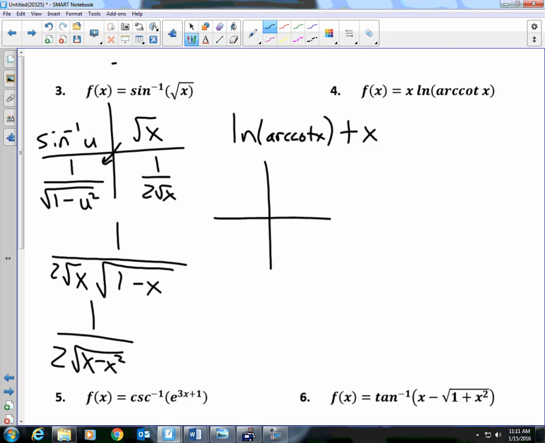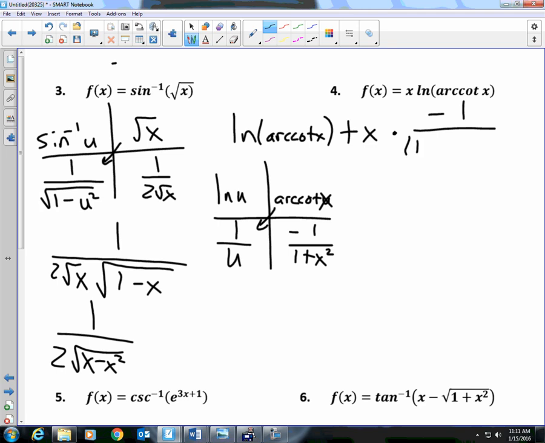Good. What's the derivative of natural log of u? Derivative of arc cotangent. So you multiply those together, you get a negative 1 in the numerator, and then in the denominator, you get 1 plus x squared times arc cotangent of x.